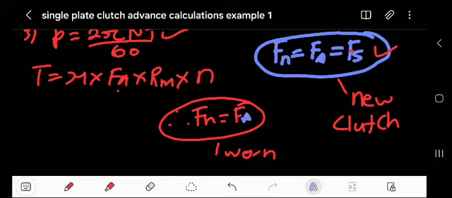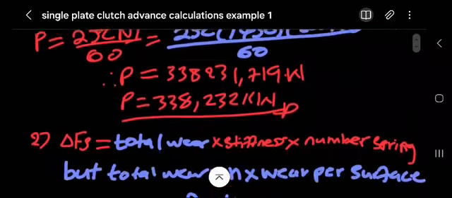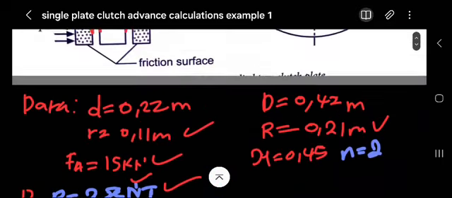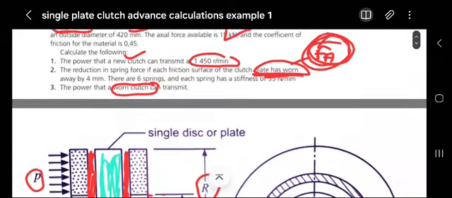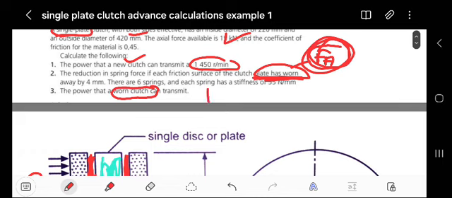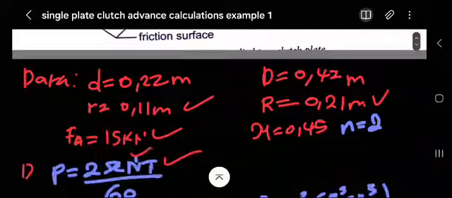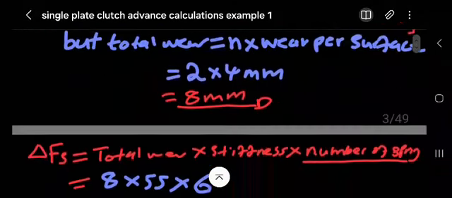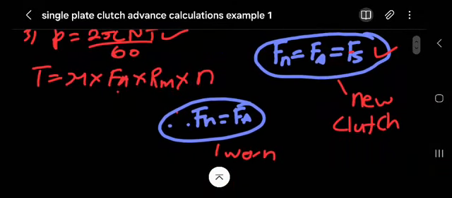But if it is worn, it will be like that. But now remember, they say worn. They've told us here worn clutch. Then we know that if it's a worn clutch, it's only Fn is equal to Fa only. Do not include Fs like that. So now we know that is equal to that.